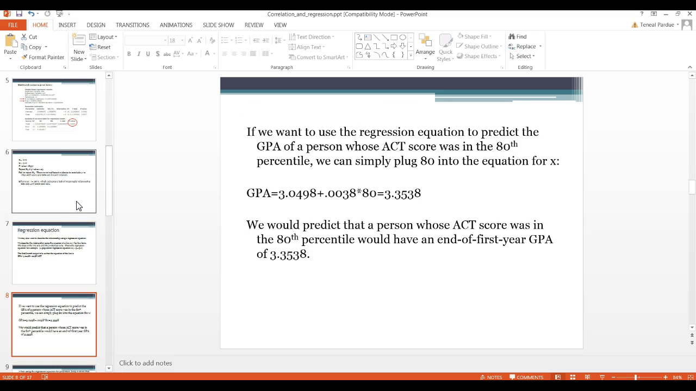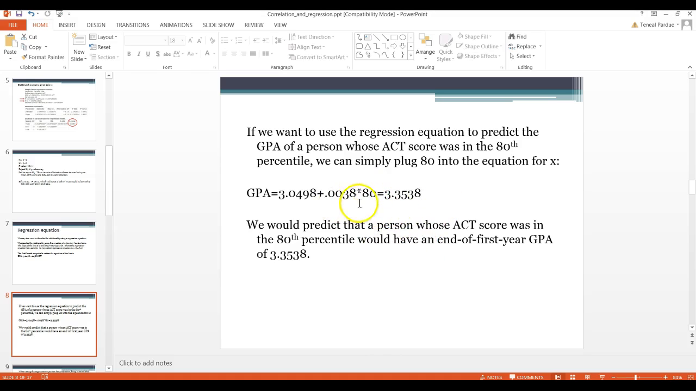All right, so if we wanted to use that equation to make a prediction, all we'd have to do is plug the value we want to predict for into the regression equation. So if we want to predict the GPA of somebody whose ACT score was in the 80th percentile, we could just take 80 and plug it in. Although, I'll point out that with such a weak correlation, you probably wouldn't want to do too much prediction with this equation. You'd want to have a stronger correlation in order to run the prediction.